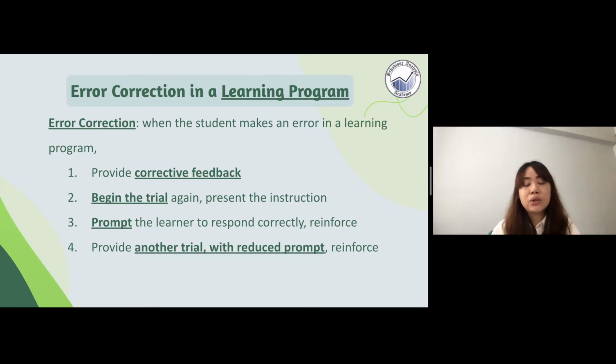And then what you do later on is that you provide another trial with a reduced prompt. So for example, you can say, what is your name? Steve. Then this child says Stephen, right? So you are reducing the prompt from a full prompt to a partial prompt, right? And then once the child gives the correct answer, you reinforce again. Then you go on until you can finally fade all the prompts and the child can provide the correct answer without prompt.